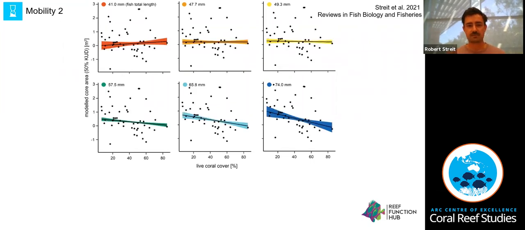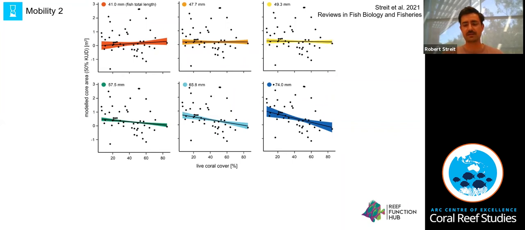But that wasn't true. This is what we found. So no response, especially in the small ones. In the biggest fish, there was a bit of a response, but that was not significant. And you also see the spread of the data, so it's not really a very tight fit. So this was really surprising. And this was not only true for coral cover, but also for structural complexity data.